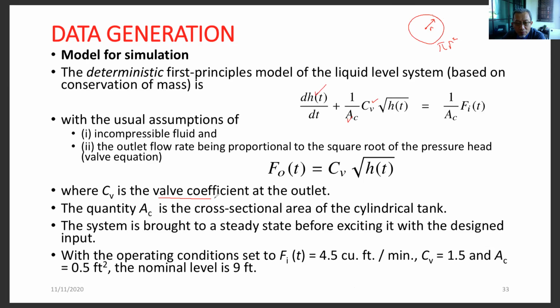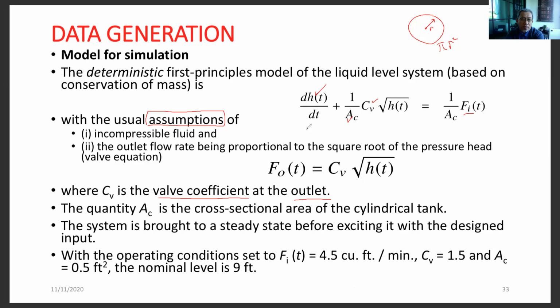This one must refer to the product manual that comes with the control valve. So there is a valve coefficient at the outlet. The quantity Ac is the cross-section area, H is the level again, multiplied by 1 over area, and then the input flow in cubic meter per hour. So during the experiment, we must have assumptions.